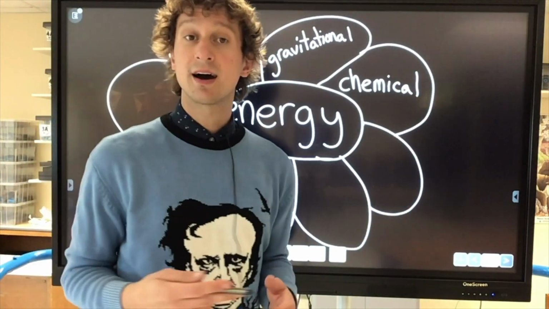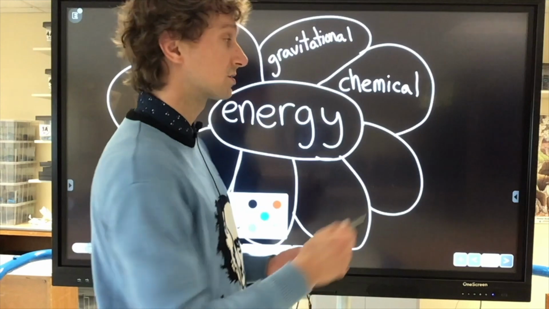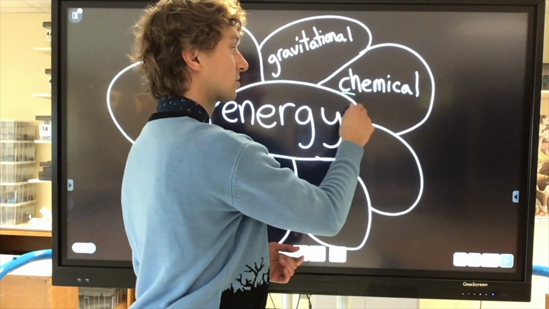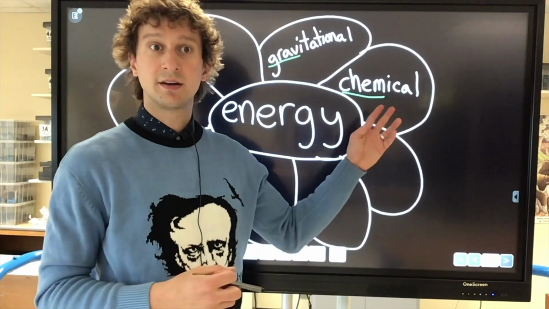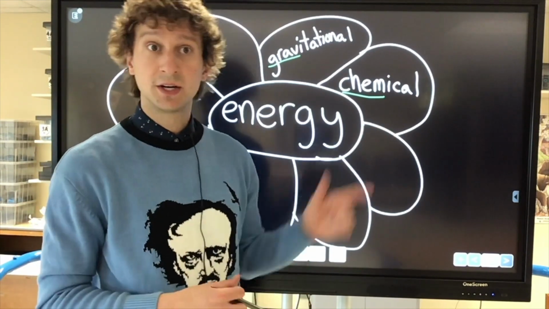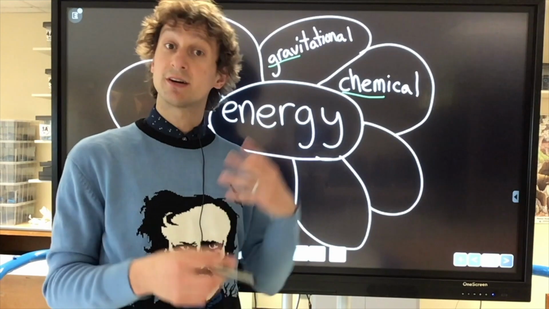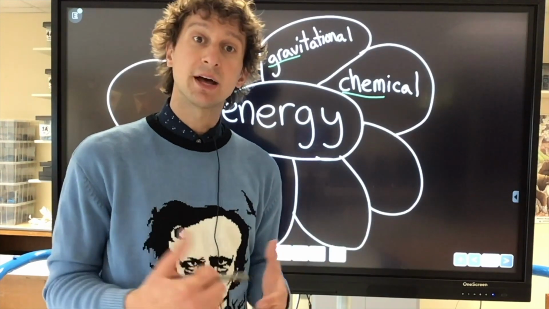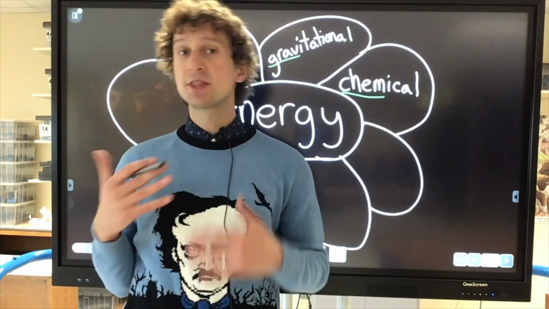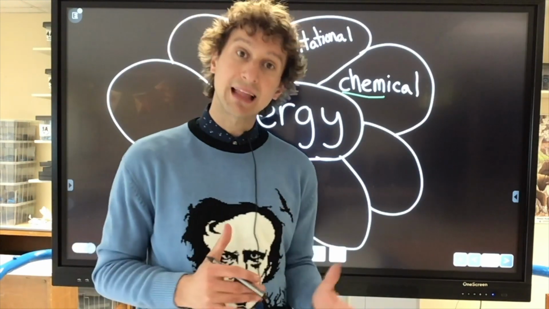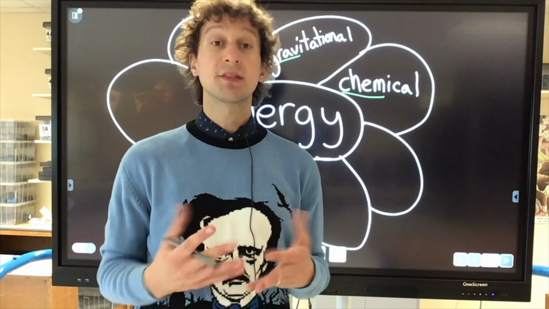Now, you may not know exactly how to spell a lot of these words, so I'm going to underline the root part of these words. Chem is a shortened version of chemical. Grav is a shortened version of gravitational. Chemical energy comes from, surprise, chemicals. But we often think of chemicals as things that are only in labs, in science labs, but that's not true.